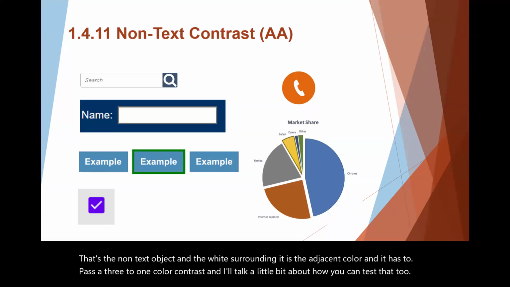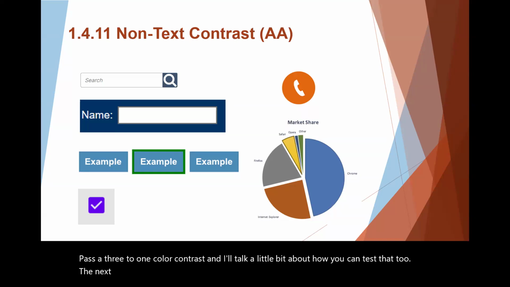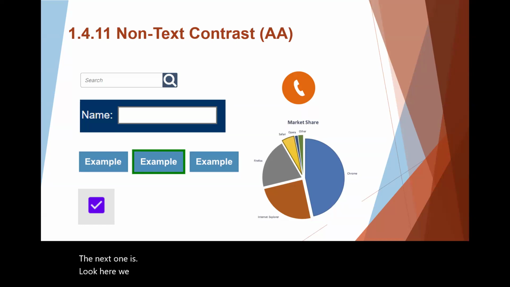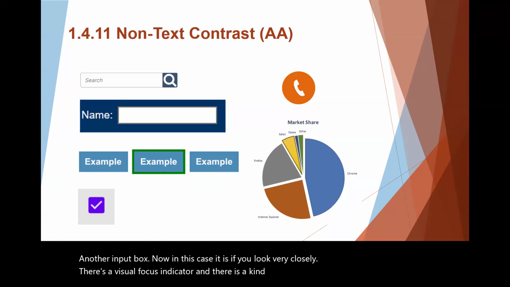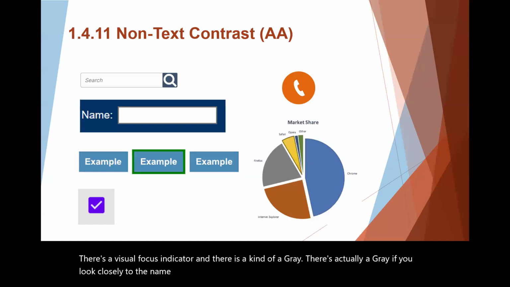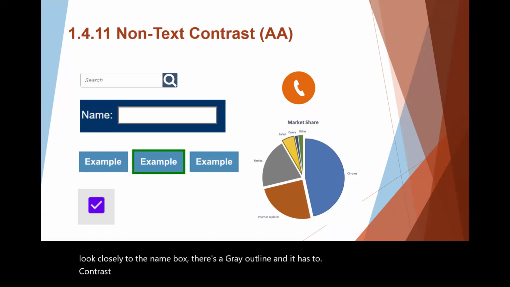The next one, here we have another input box. Now, in this case, if you look very closely, there's a visual focus indicator. There's actually a gray outline around the name box, and it has to contrast with that dark blue background.